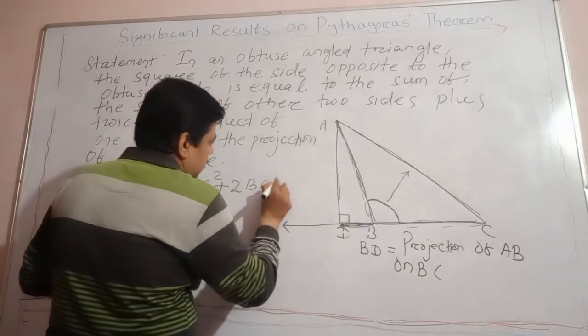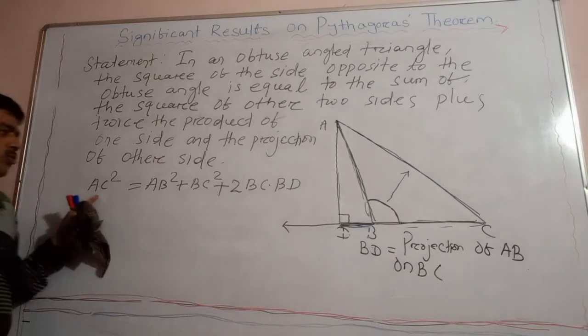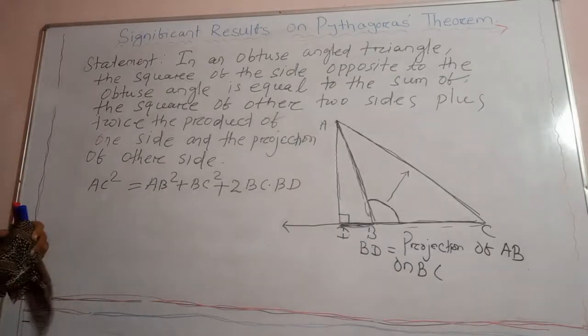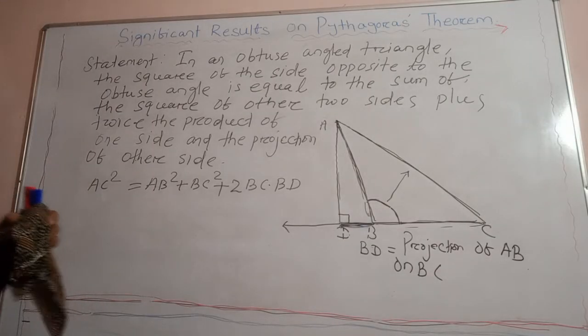into BC into BD. This statement we have to verify, we have to prove it using the concept and result of Pythagoras theorem. Okay, is it clear? Let me read this statement again.